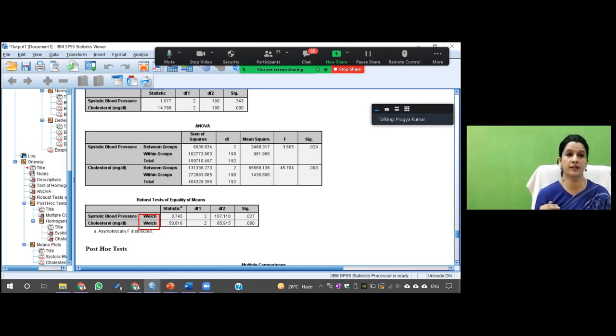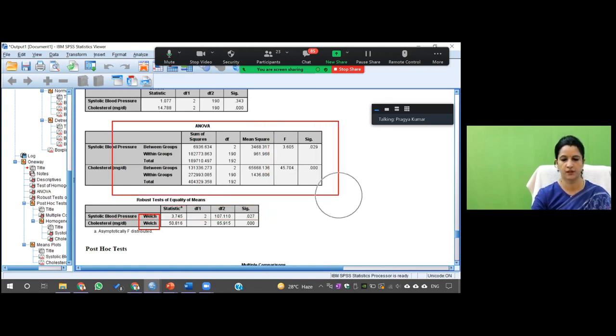When the equality of variance is not assumed, then we take this Welch ANOVA value. So of the two tables, this one is the standard ANOVA. So in this output SPSS gives you both the values. Now you have to decide based on this Levene test statistic value which ANOVA you have to take, whether you will take the standard ANOVA statistics or the Welch ANOVA statistics.